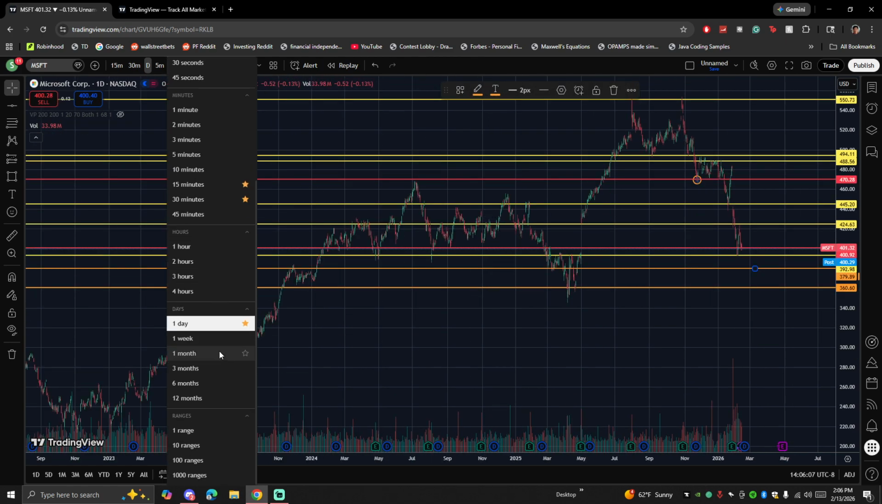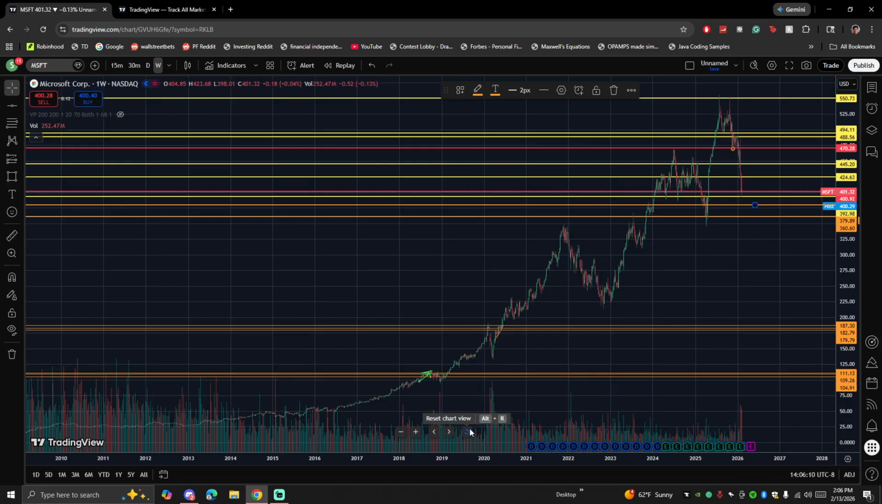And if I zoom out to the weekly chart, that kind of gives us a better idea. Look, I was trading Microsoft back in 2018 when it was only $100.